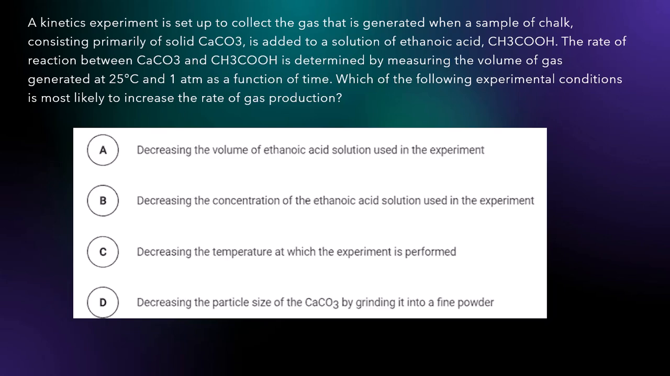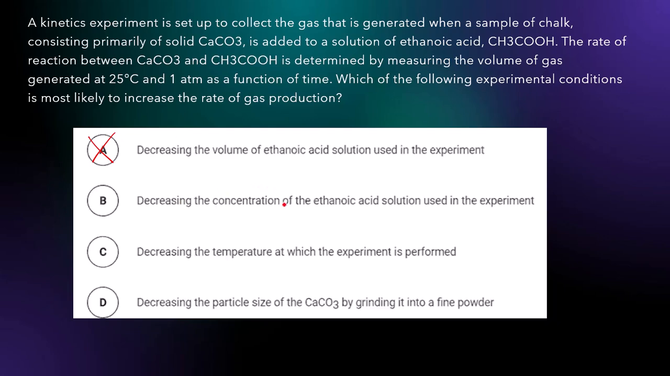Well, if we look at A, it's talking about decreasing the volume of ethanoic acid used in the experiment. So the volume isn't going to really matter. The concentration is what's going to matter more. As long as we have enough ethanoic acid, and it doesn't say anything about limiting reactants, we're assuming that both of these are in enough that there can be a reaction that goes to completion. So decreasing the volume is not going to have an impact.